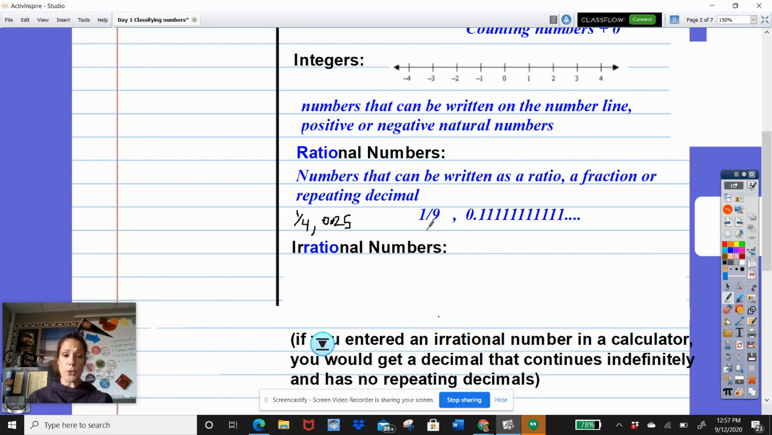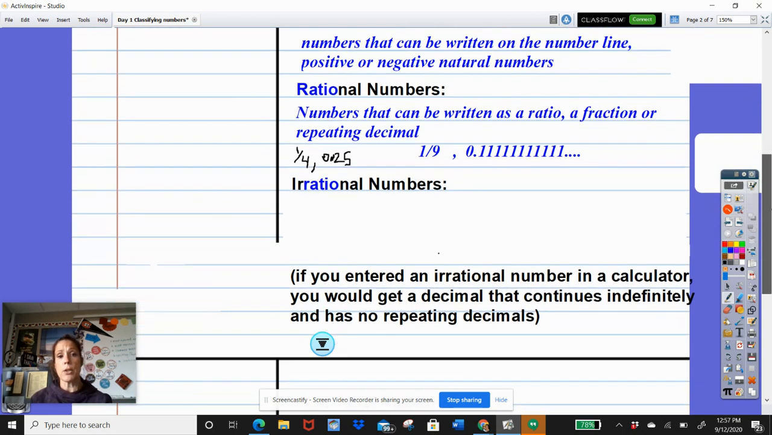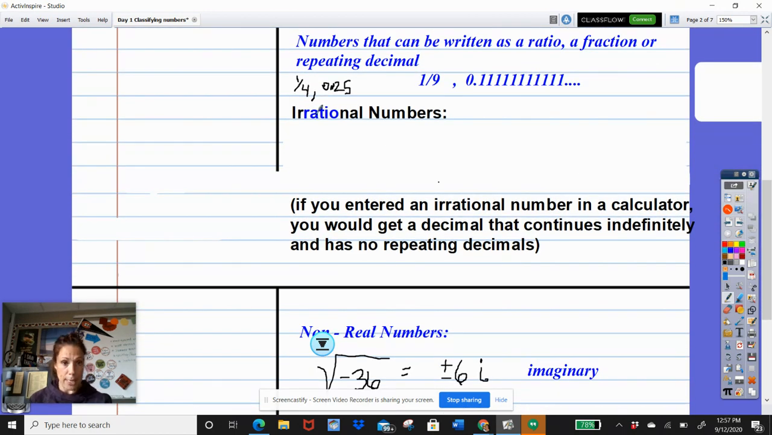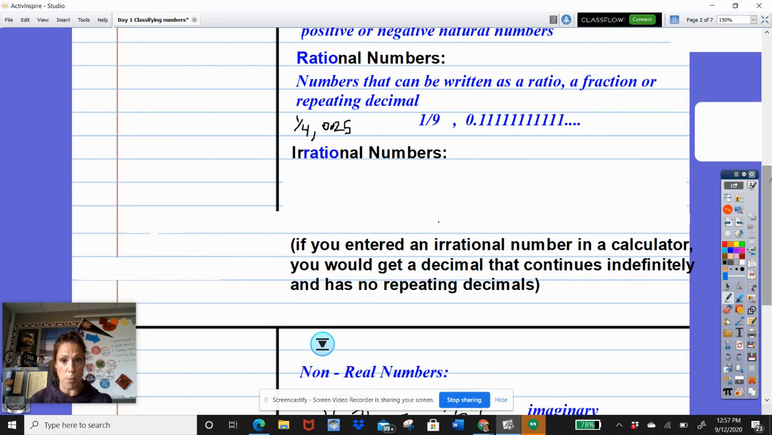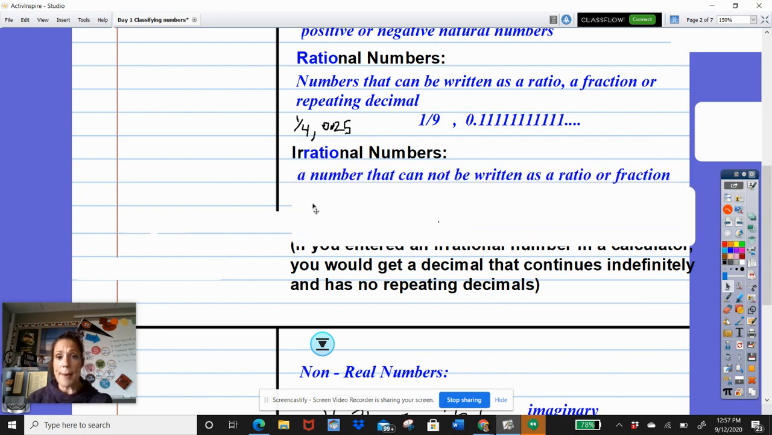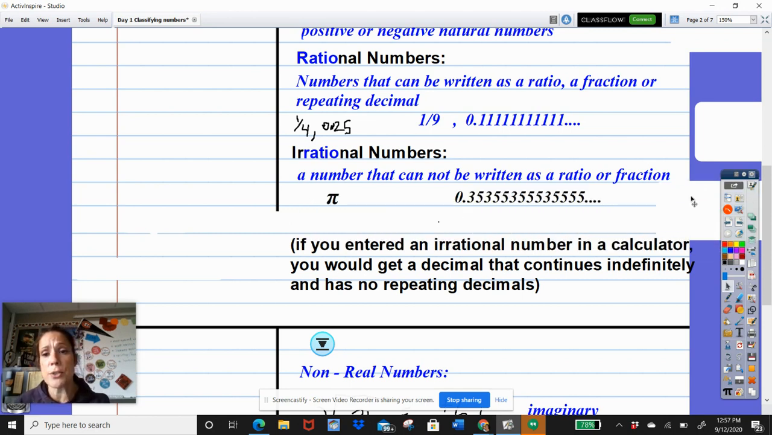Now you also have numbers that are irrational numbers. So irrational numbers are not ratios. So it's things that cannot look like the numbers up above. So if you entered an irrational number in your calculator, you would get a decimal that continues indefinitely and it does not repeat. So there's no repeating decimals. How I also wrote this is a number that cannot be written as a fraction or a ratio.